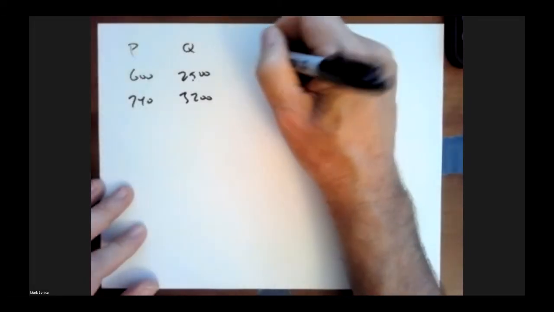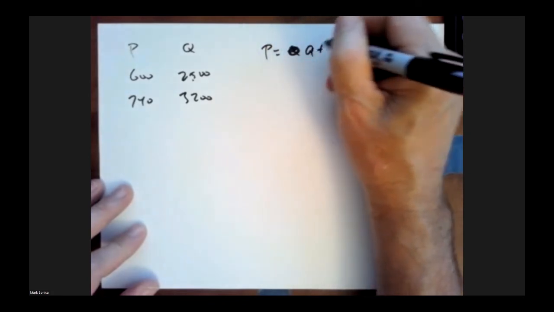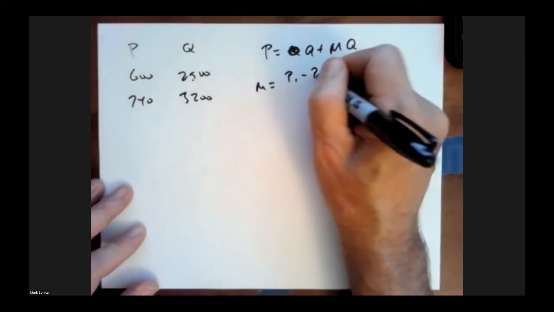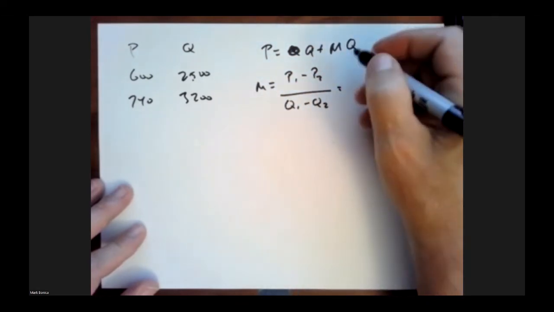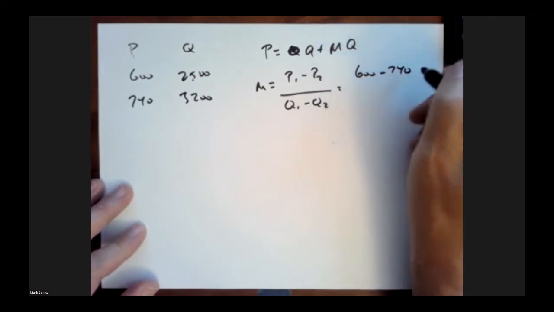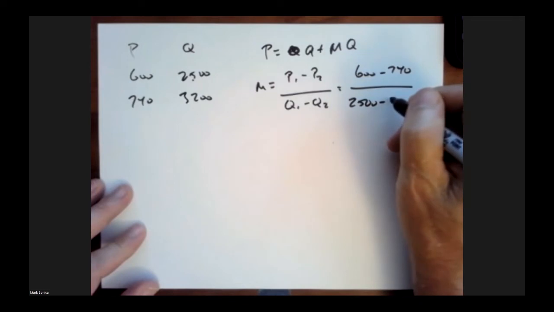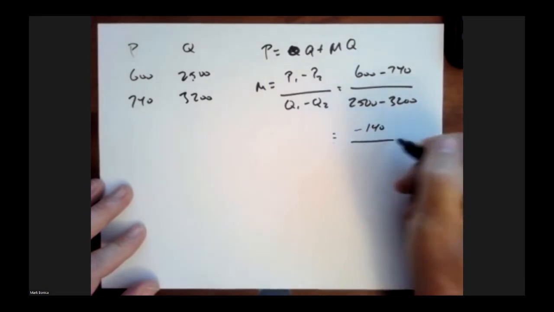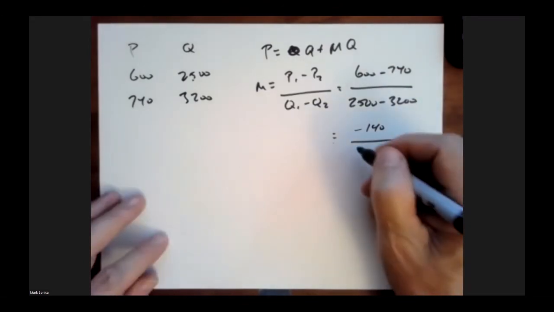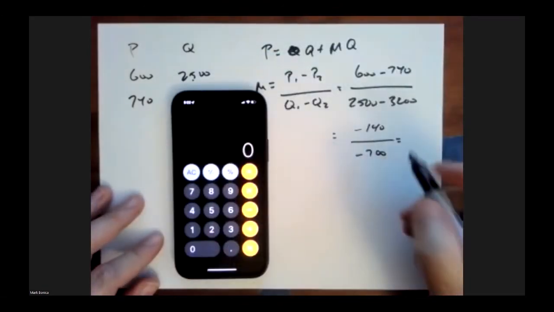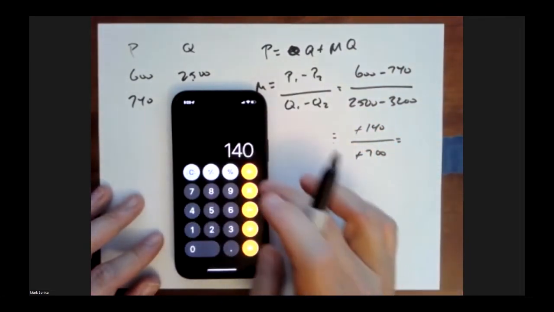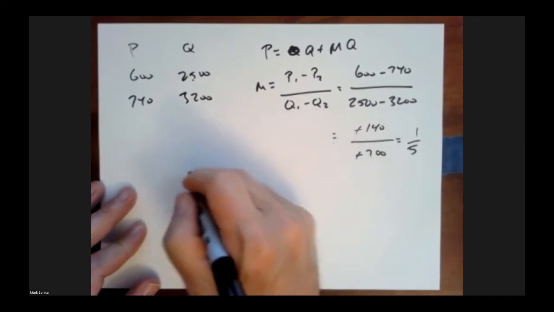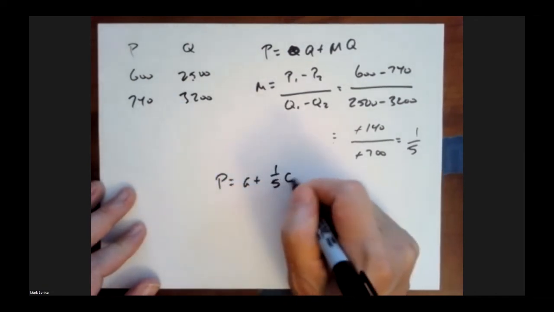Okay. So once again, P equals A plus MQ, and M is equal to P1 minus P2 over Q1 minus Q2. P1 equals 600, P2 is 740, Q1 is 2,500 and Q2 is 3,200. So 600 minus 740 is minus 140, divided by 2,500 minus 3,200, which is minus 700. The negatives cancel, so we get 140 divided by 700 equals 0.2 or 1/5. Now we know P is equal to A plus 1/5 Q.